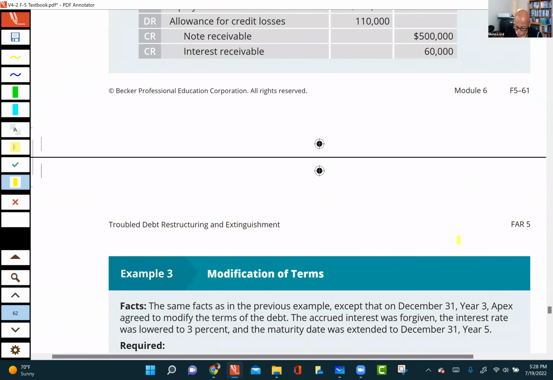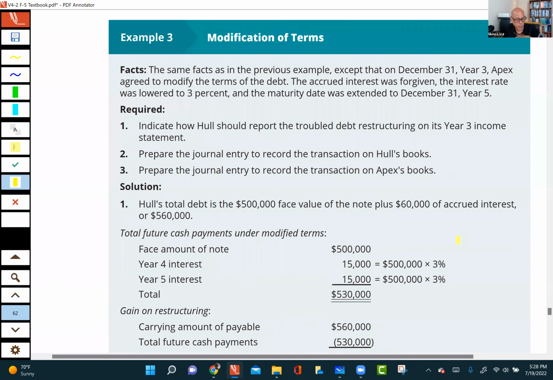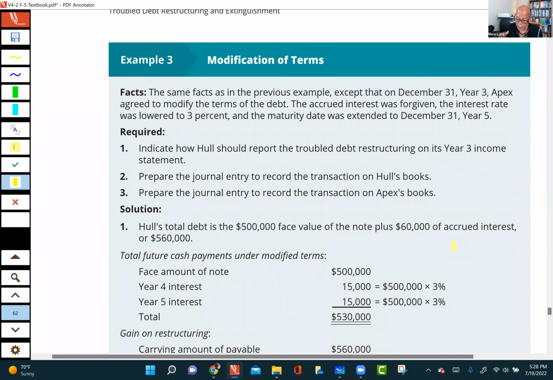Okay. Now you come over, and to me, more interesting here is the way the modification of the terms works, because we're going to get a chance to see the difference between the accounting for the creditor versus the debtor, and the big difference being that the debtor is not going to discount, the creditor is. Okay, so let's take a look. The facts from the previous example, except now they agreed to modify the terms. The accrued interest was forgiven. The interest rate was lowered to 3%. What was it? 6% before, I guess, and they lowered it to 3%, and the maturity date was extended to December 31st, year 5.